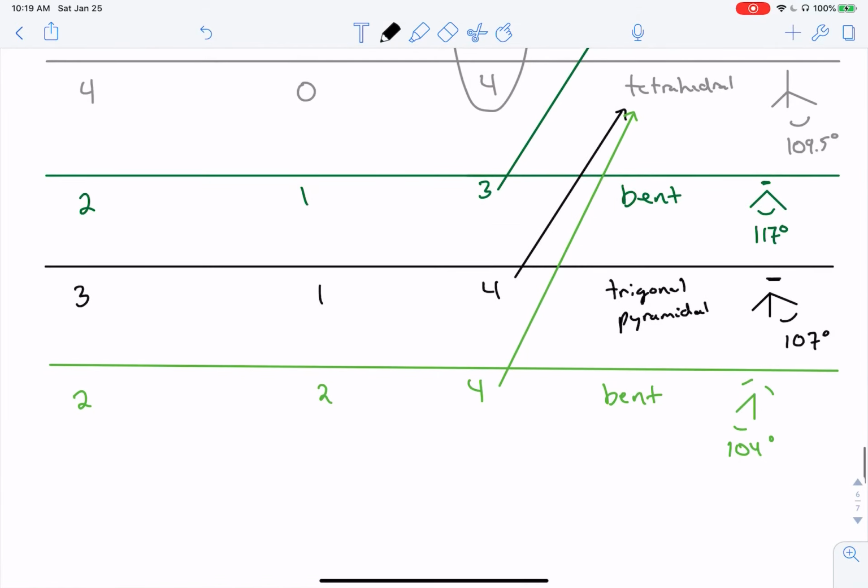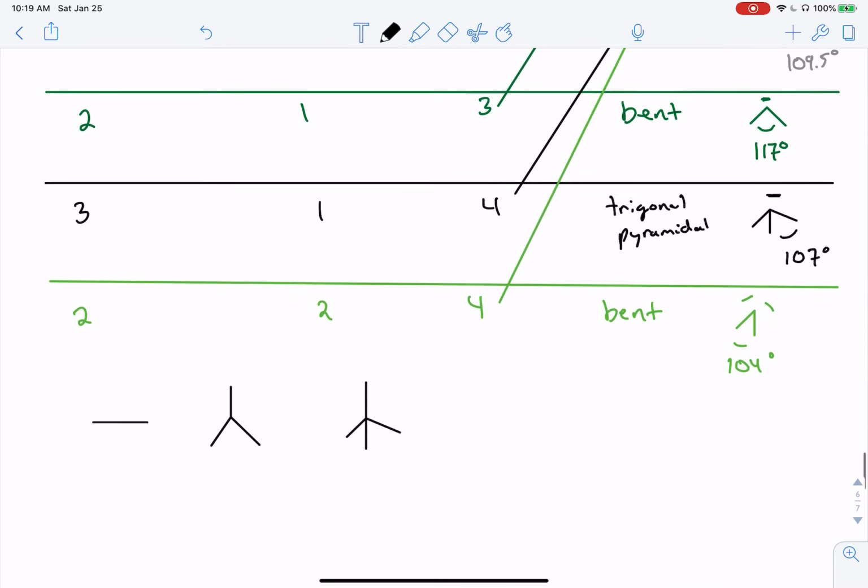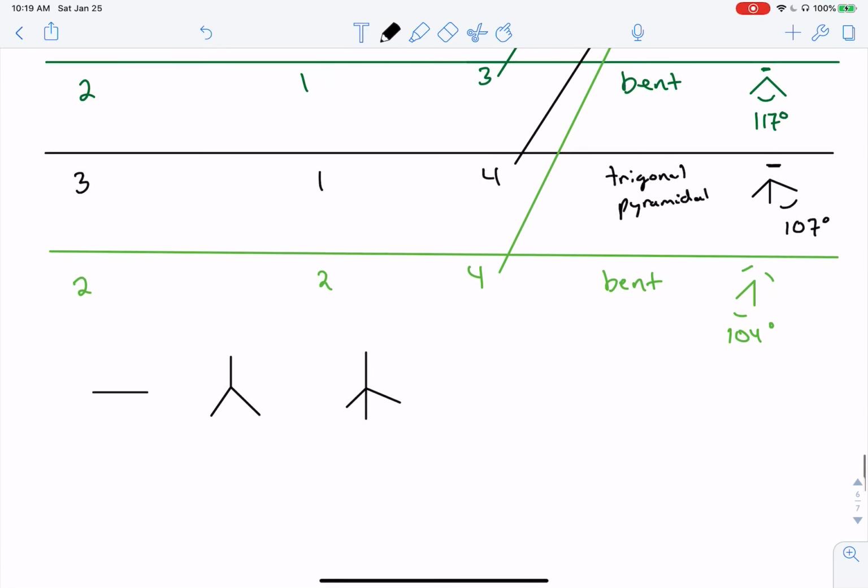Draw all your electron geometries out in line form. So for example, linear, trigonal planar, and tetrahedral. Draw these out. And what I tell them to do is this. Every time you have a lone pair, cover up a line because that line is now gone. And that gives your molecular geometry.